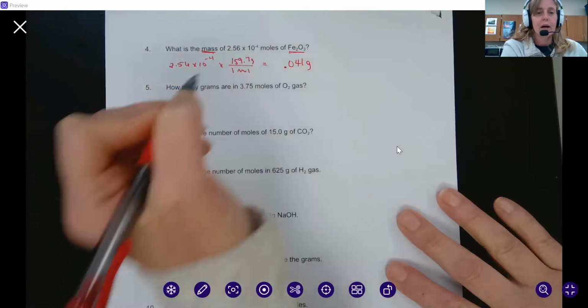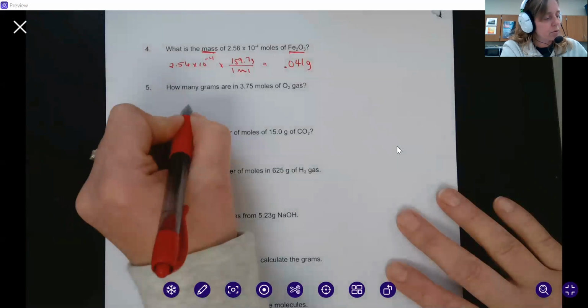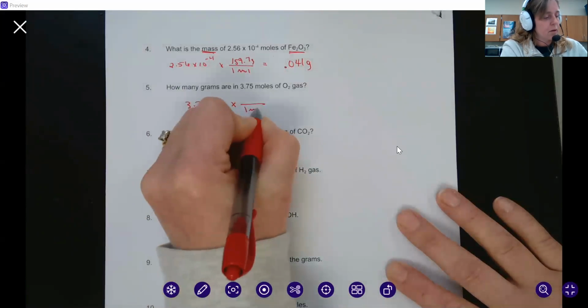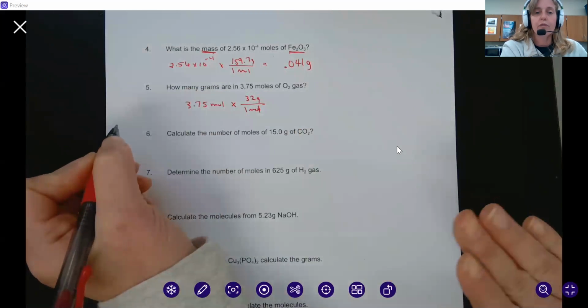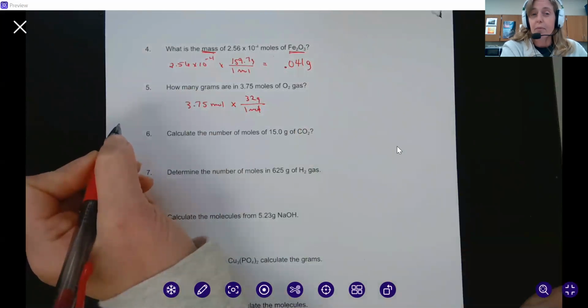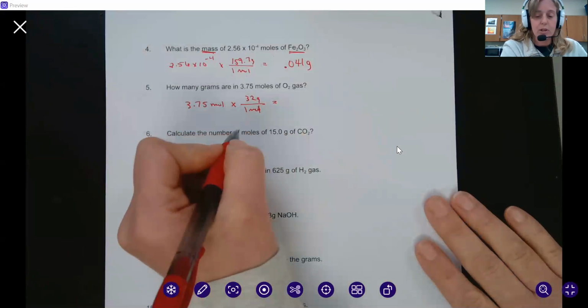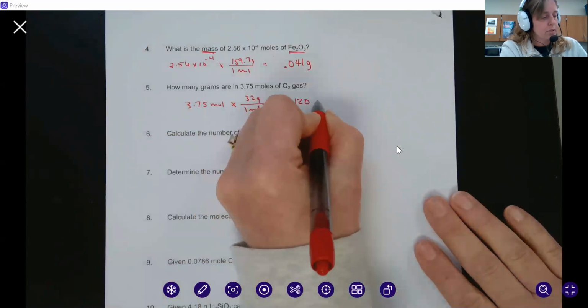Okay? Now the next one, you're going to take moles of O2 and go to grams of O2. And that's going to be 32 grams. Okay, remember, when you're going from moles to grams, you're going to multiply by the molar mass, and 1 mole will be on the bottom. So you're going to take 3.75 times 32, and you're going to get 120 grams. Okay?